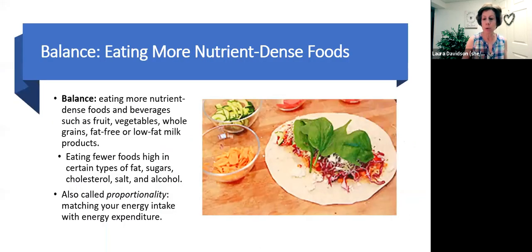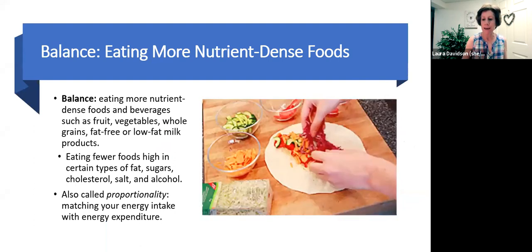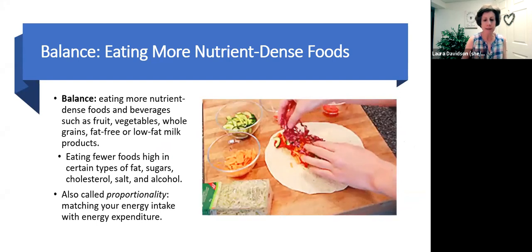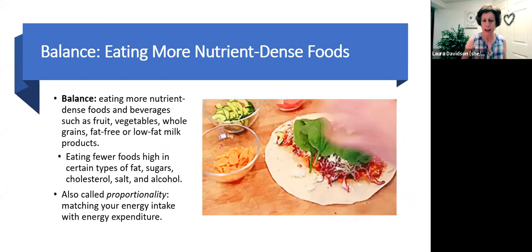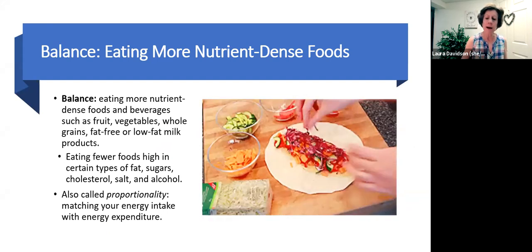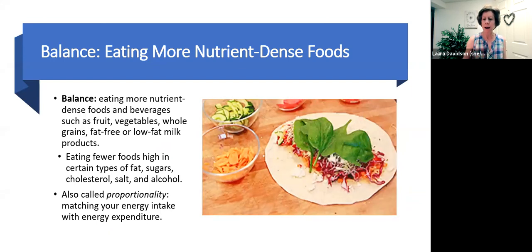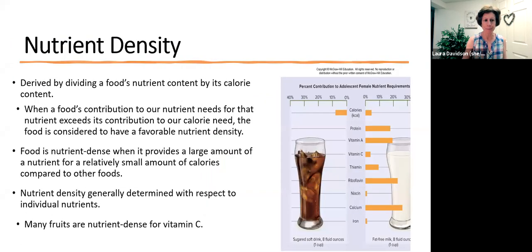Balance is another word used to describe a healthy diet. Of course, a healthy diet is balanced in terms of calories. It provides the calories that you need, but it's also balanced in terms of proportionality. It provides more nutrient-dense foods and fewer foods that are high in fat and sugar, cholesterol, salt, and alcohol.